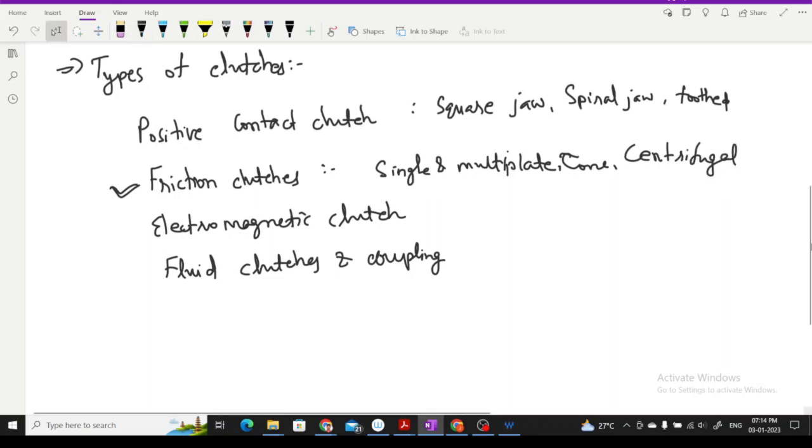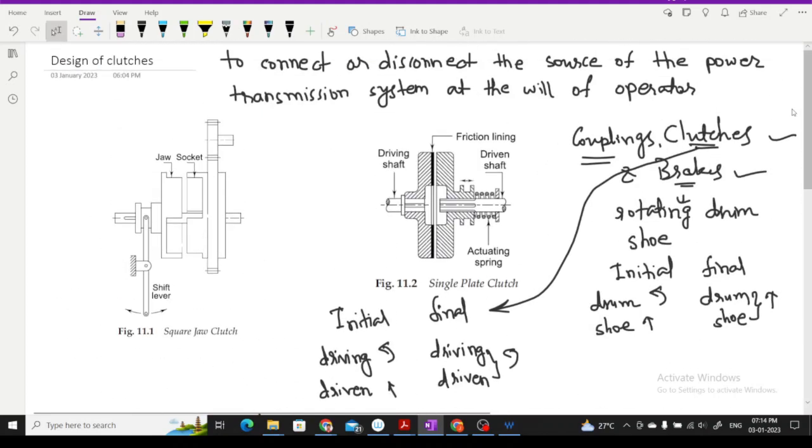Right. So in this given figure, you have the square jaw clutch, which is positive displacement type, and the single plate clutch, which is based on friction, right? It will have frictional lining as mentioned. Generally, asbestos is used as frictional material. The square jaw clutch is a positive displacement clutch. As you can see, there is an arrangement of jaw and socket, so when it gets engaged, it will work without any slip.